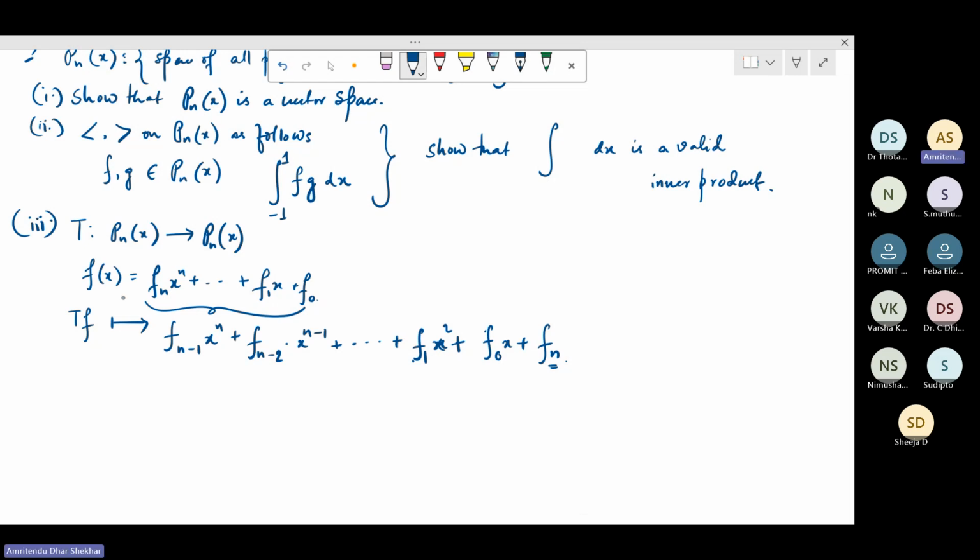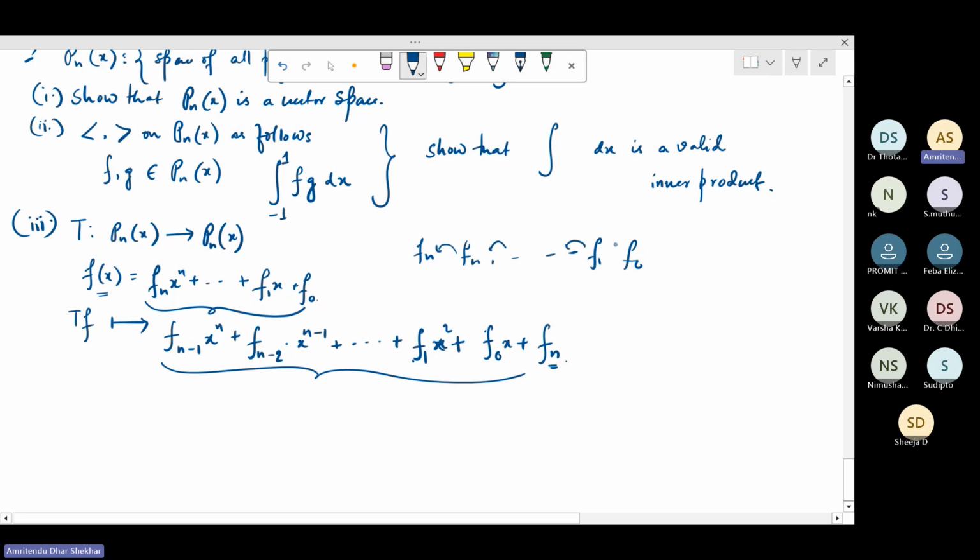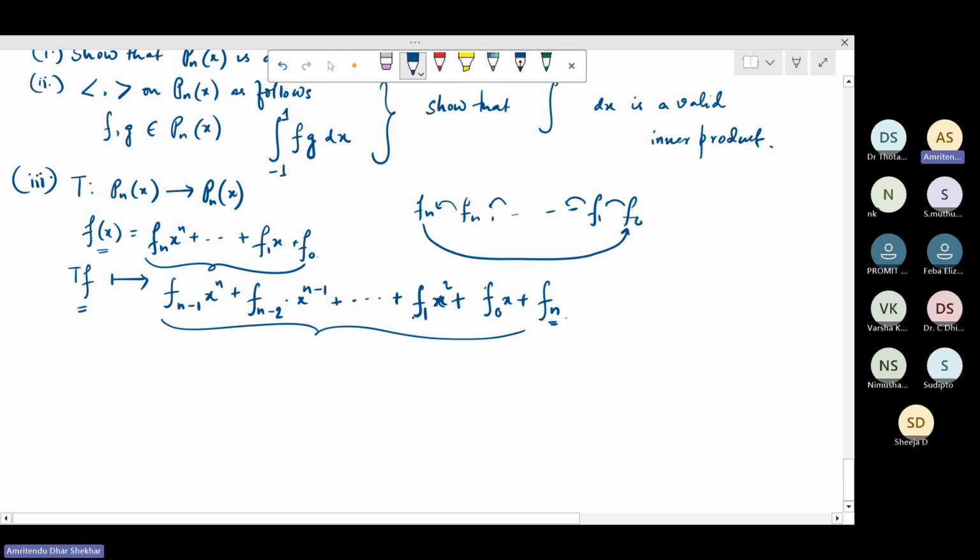Let me repeat the question. There's this linear map T, which, if you give me a polynomial f_n x^n plus ... plus f0, basically rotates the polynomial. So if this was f_{n-1} up to f1, f0, then it rotates it. So it sends this coefficient to this, to this, and this over here. So this is a linear map from Pn of x to Pn of x. You have to investigate T.